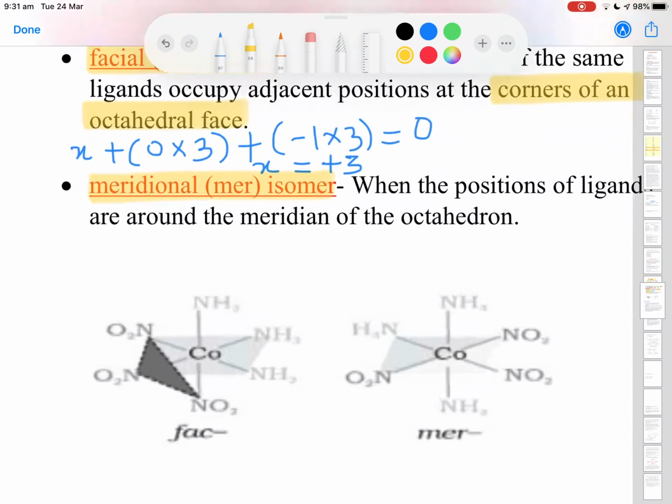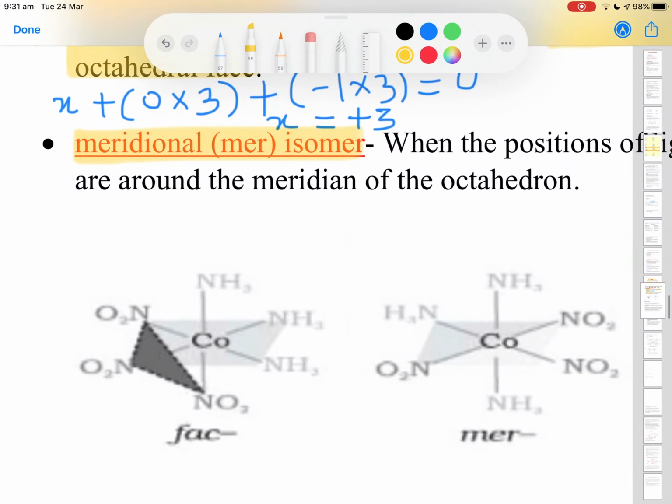Now, where is this octahedral face for you? Here in this figure, this is the octahedral face, right? So the corners of the octahedral face are occupied by the same type of ligands, that's nitrito N. Hence, it is called a facial isomer. Of course, it's a geometrical isomer.